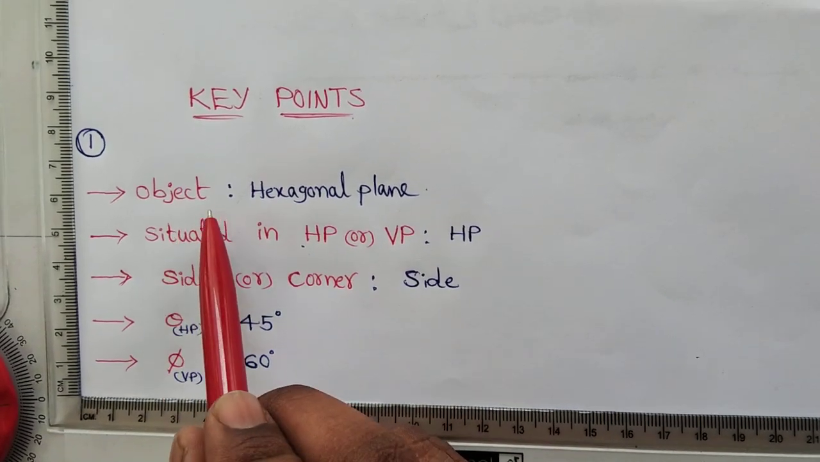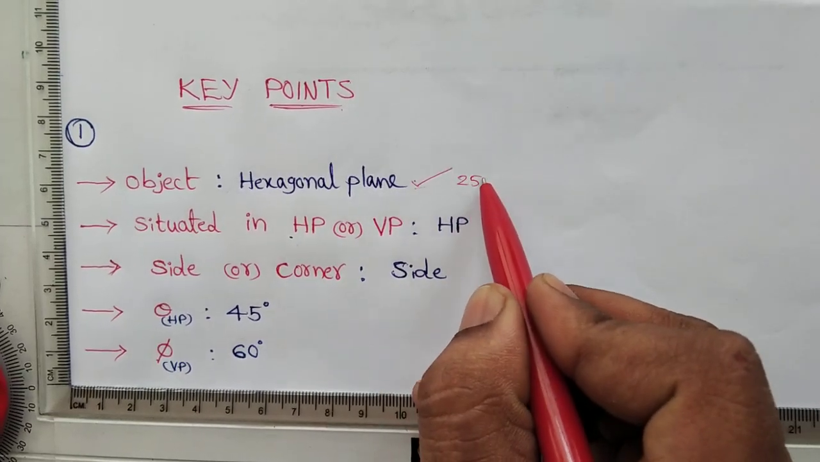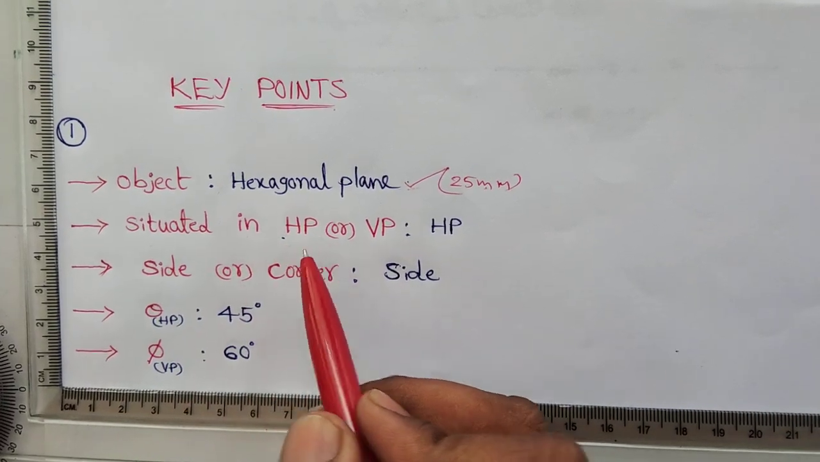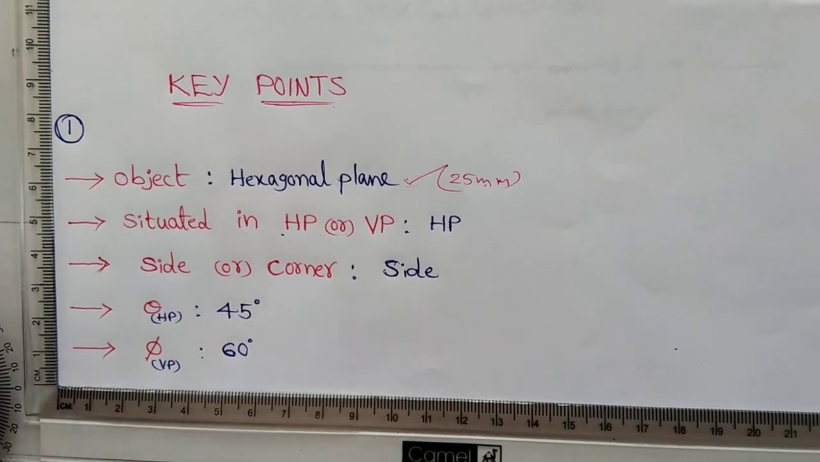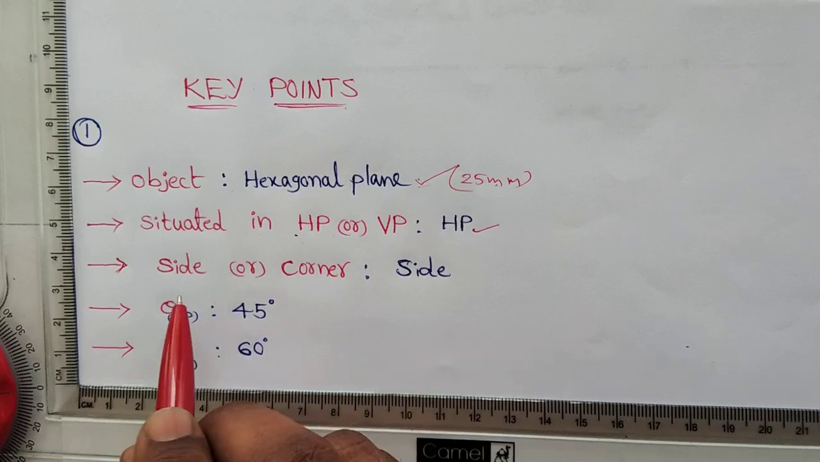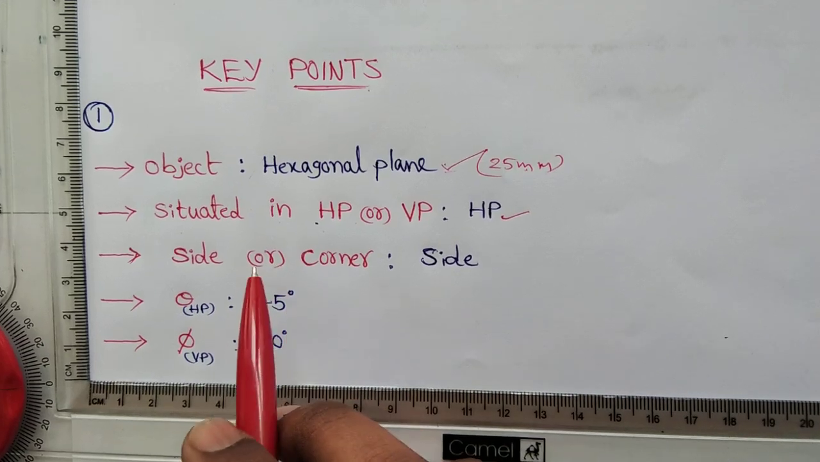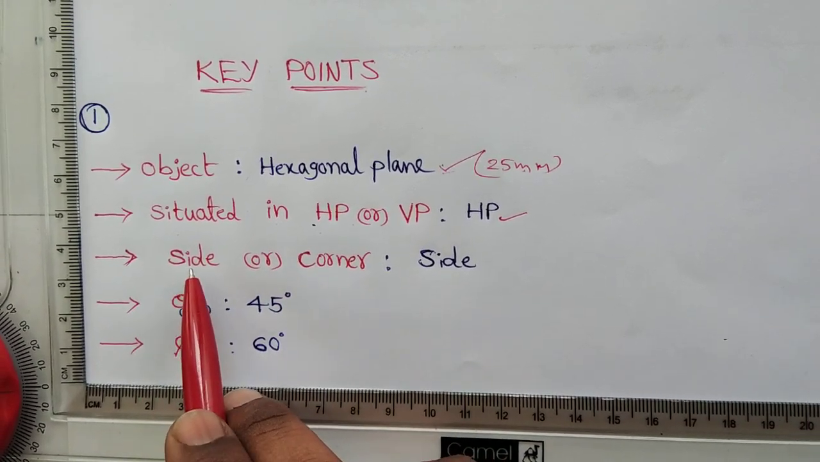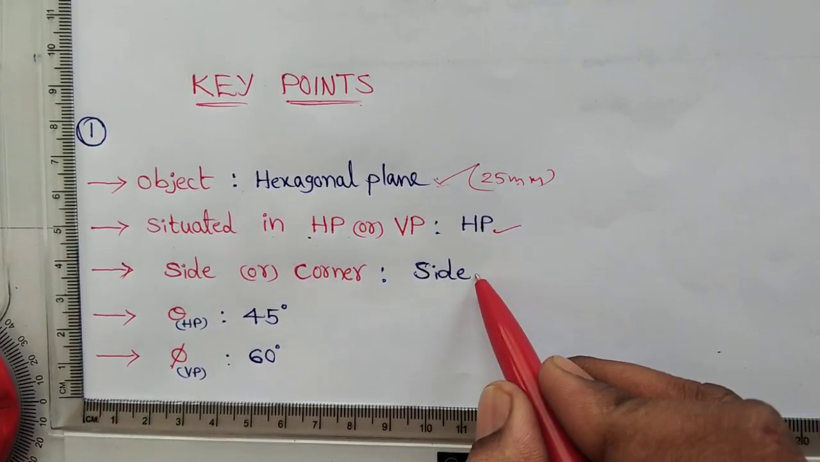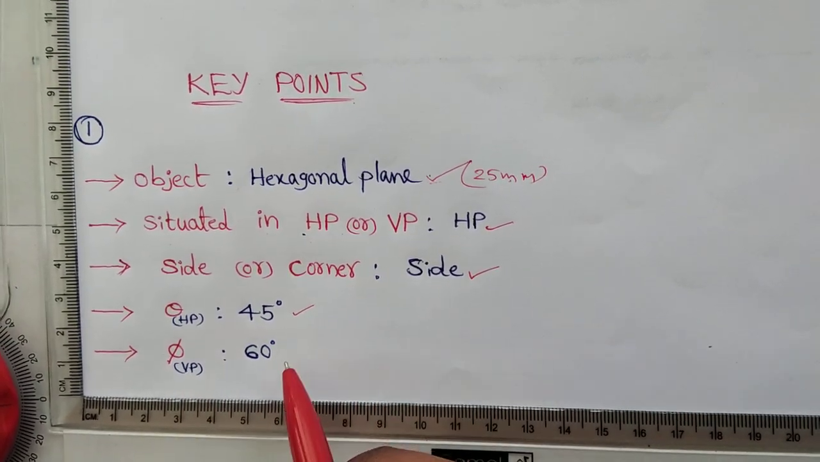Here the name of the object is hexagonal plane, and that is 25 mm side. Is it situated in the horizontal plane or vertical plane? Here the object is situated in the horizontal plane. Similarly, coming to the hexagon particulars, it is having a number of sides, similarly a number of corners. So is a side touching the horizontal plane or a corner? According to the given data, the side is touching. Similarly, inclination with HP is 45 degrees, and inclination with VP is 60 degrees.